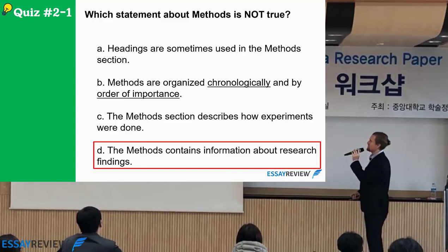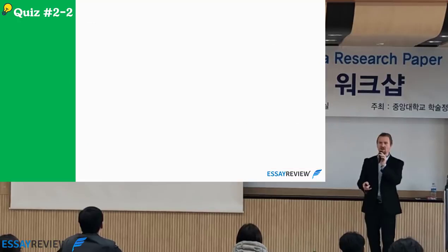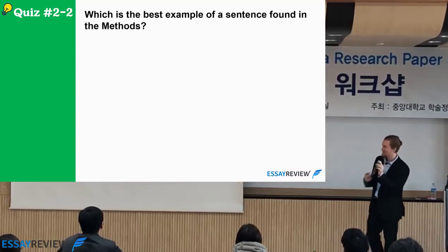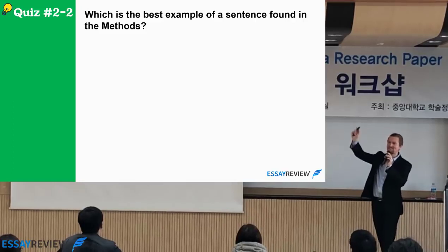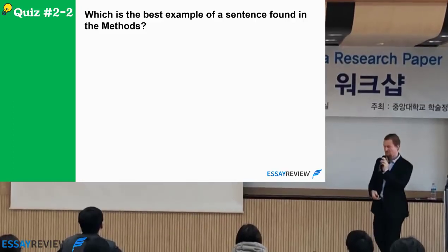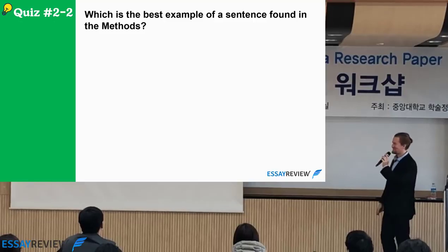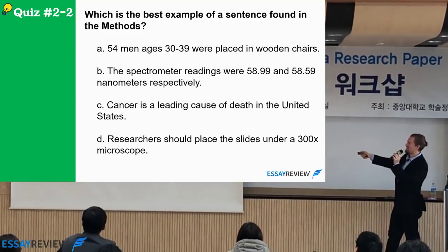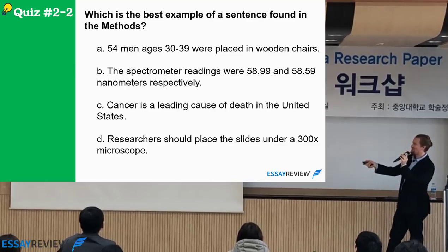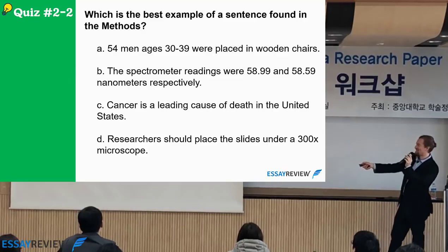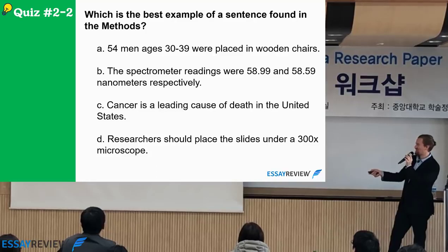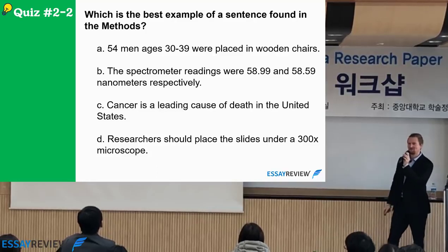Which is the best example of a sentence found in the methods? Many people got this wrong, or maybe it's my fault, but there is one that is the best based on what we just talked about. So try to keep that in mind. A, 54 men ages 30 to 39 were placed in wooden chairs. B, the spectrometer readings were 58.99 nanometers respectively. C, cancer is a leading cause of death in the United States. Or D, researchers should place slides under a 300 times microscope.